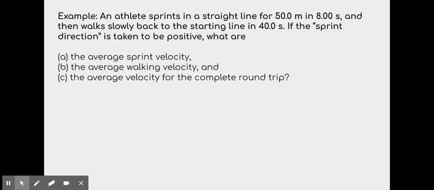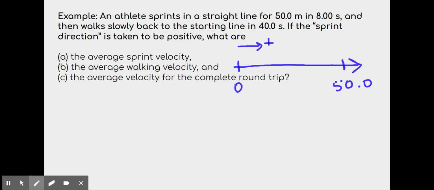So we see that we have an athlete who is sprinting in a straight line. So we've got this athlete moving in a straight line. And it said we're going to take the sprint direction to be positive. So this will be my positive direction. The athlete will begin at some point and end over here. And it says the athlete goes 50 meters. So we'll take this to be 0.